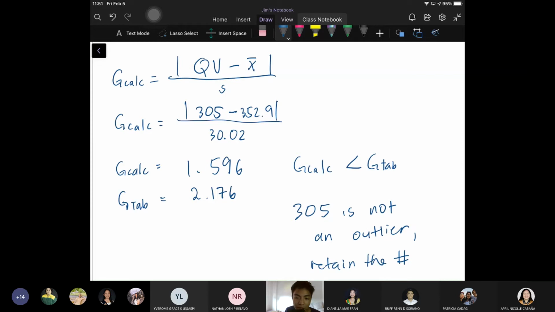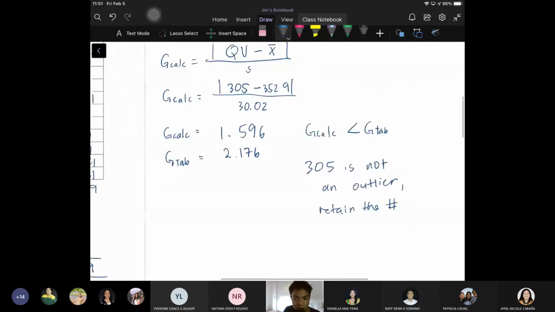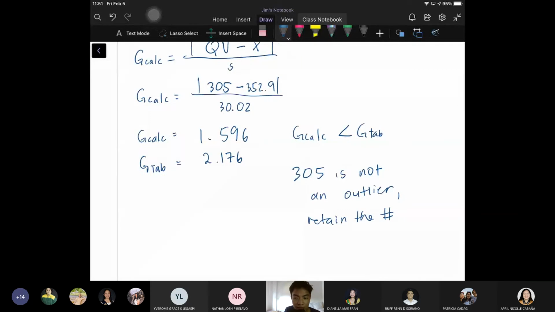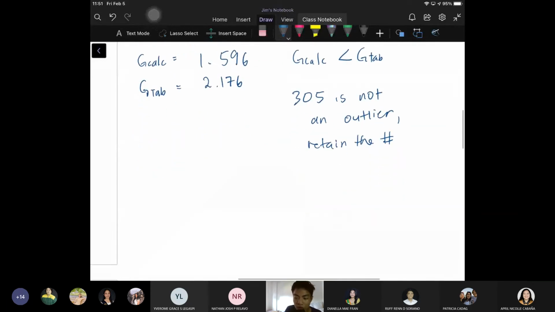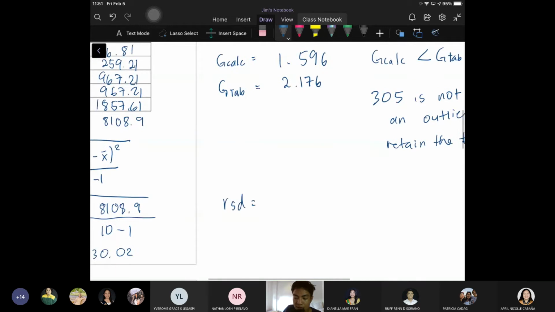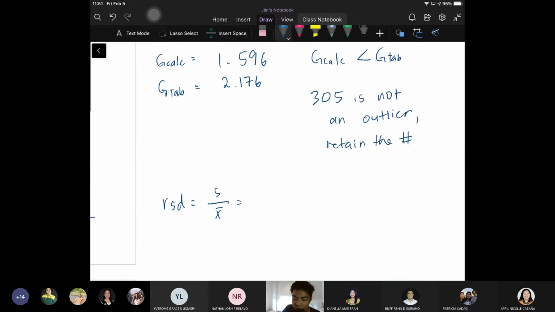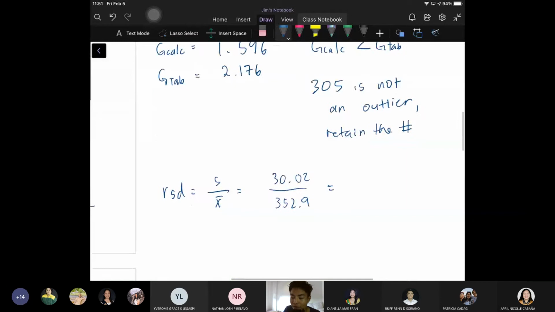We can use RSD to check kung ano yung relative standard deviation natin to the mean. So to solve for RSD, that is just S divided by the X bar, diba? So our standard deviation is 3002 divided by the mean, which is 352.9. Okay, so check natin kung ano yung RSD natin. So that will be 0.085. So medyo lagpas siya.